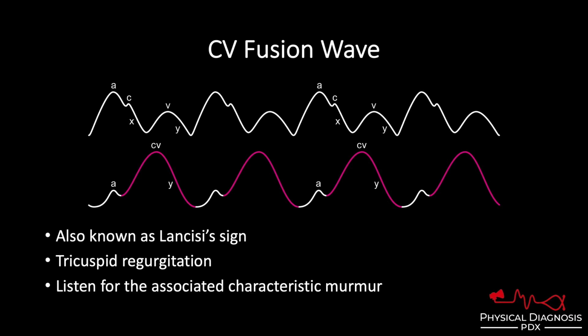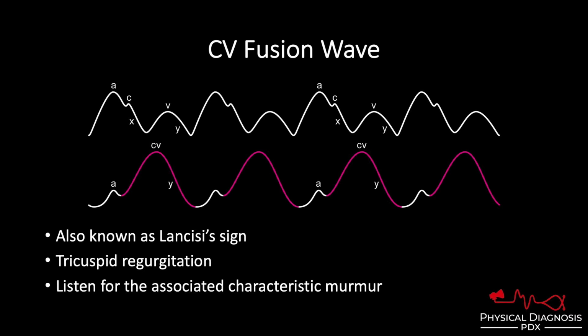The X descent is occurring with ventricular systole, and that's when the atrium is also trying to relax. So if instead of relaxing, it gets this giant regurgitant bolus of blood from the ventricle, that's going to create a huge positive pressure wave in the right atrium, and that's what you'll see. You'll see the CV fusion with an augmented Y descent. At the bedside, you may see a little bit of an A, but for the most part, you see one wave, one trough.